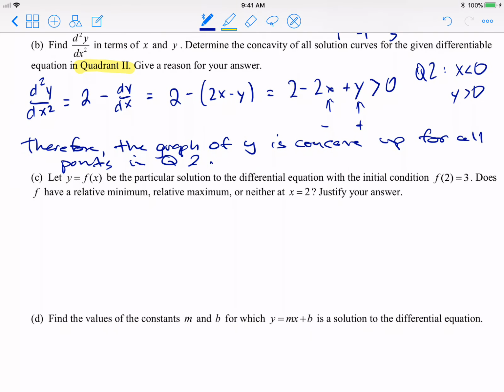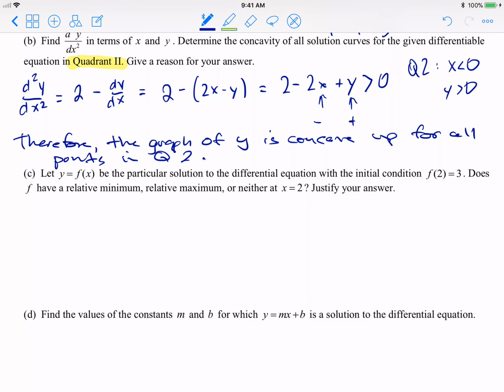Okay, part C is sort of a review question. So it says let y equals f(x) be the particular solution to the differential equation with the initial condition f(2) equals 3. Does f have a relative min, relative max, or neither at x equals 2? So let me just say this up front. They're not asking you to solve this differential equation. They're only asking you if f has a relative min, max, or neither at x equals 2.